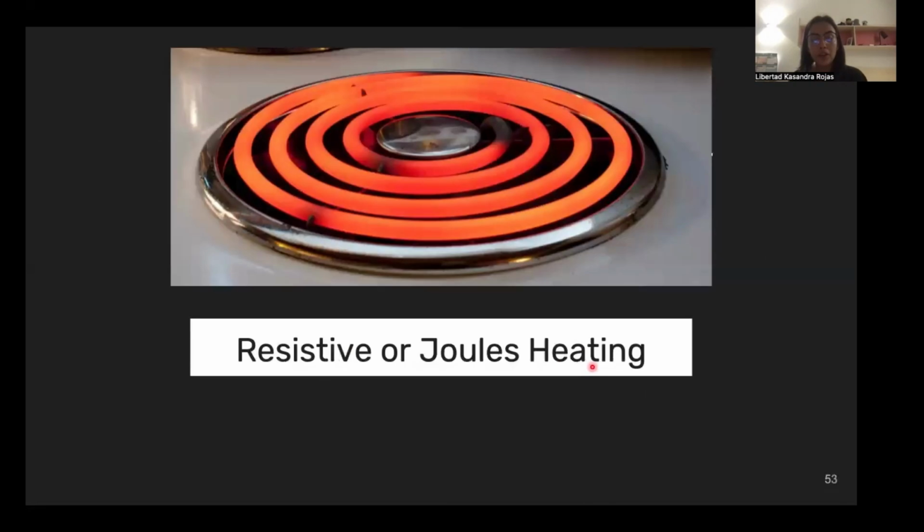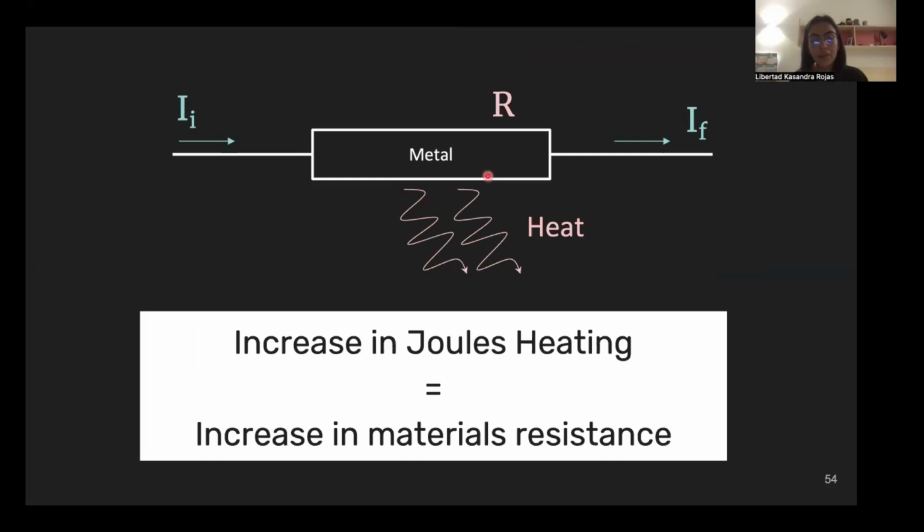I'm sure that some of you have seen this. Here we have a stove, and current is passing through the metal wire of the coil there, and it is generating heat. So this is an example of Joule heating. Now, when you increase Joule heating, this is equivalent to increasing the resistance of the material.